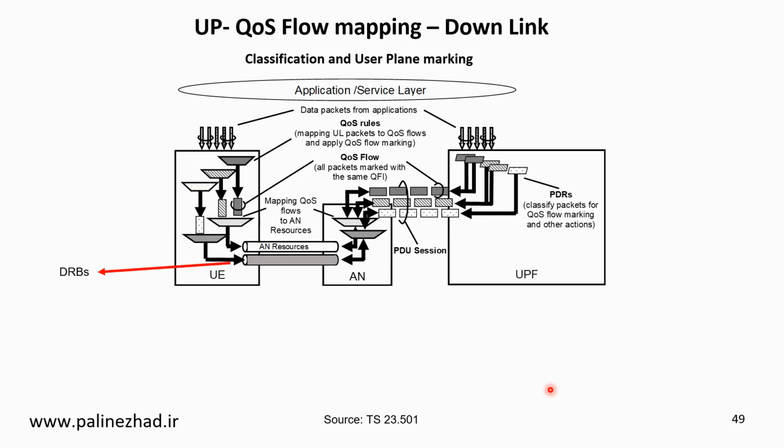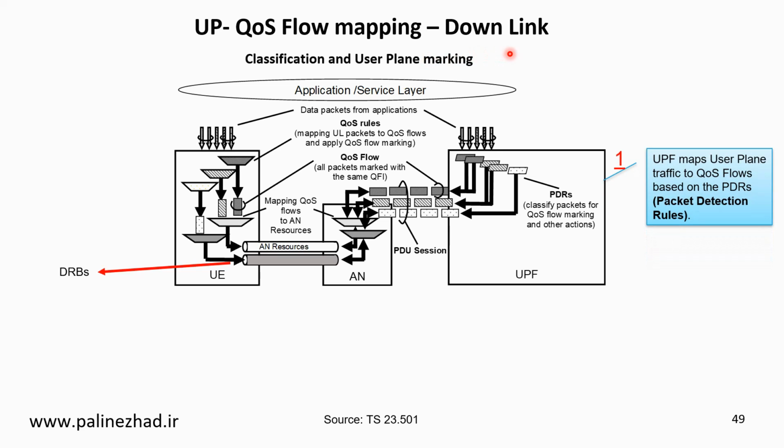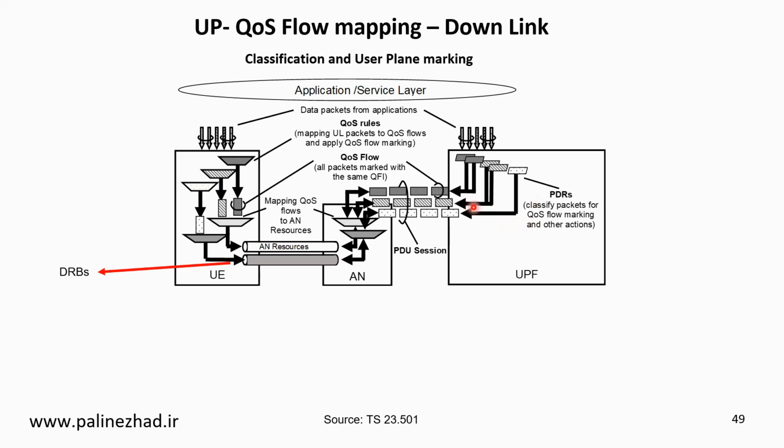Now we see the control plane signaling. Let's see the user plane signaling here. User plane QoS flow mapping in downlink direction. In next slide, we will see in uplink direction. Here, before we see the definitions, let's see what do we have. Here we have a UE, the access node or the gNodeB, and the UPF. So here we have the user plane specific nodes or entities.